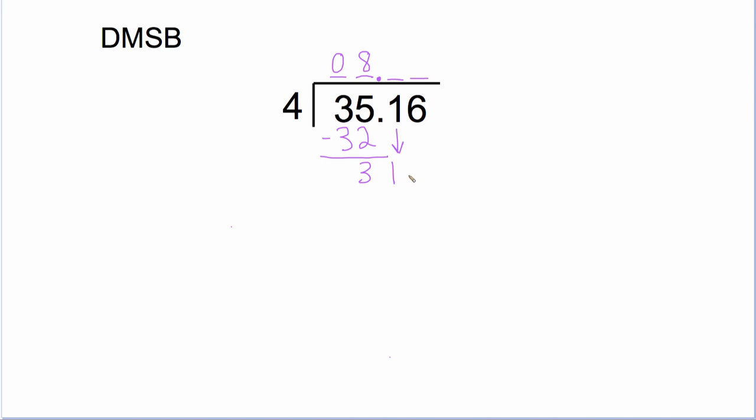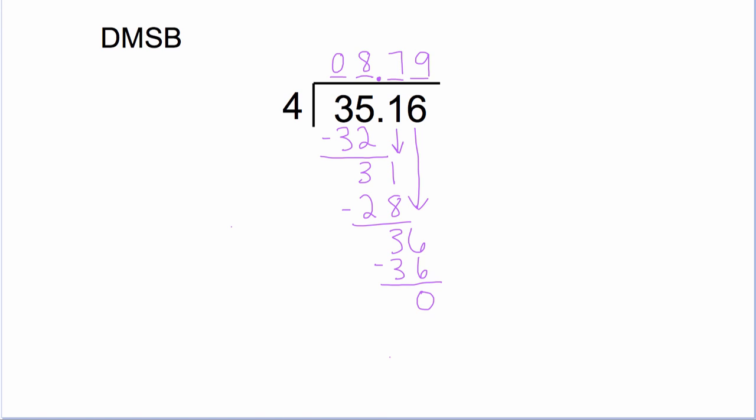How many times can 4 go into 31? 4 can go into 31 7 times. 4 times 7 is 28. Subtract, you're going to get 3. Bring down the 6. How many times can 4 go into 36? 4 goes exactly into 36 9 times. 4 times 9 is 36. We subtract and get 0.